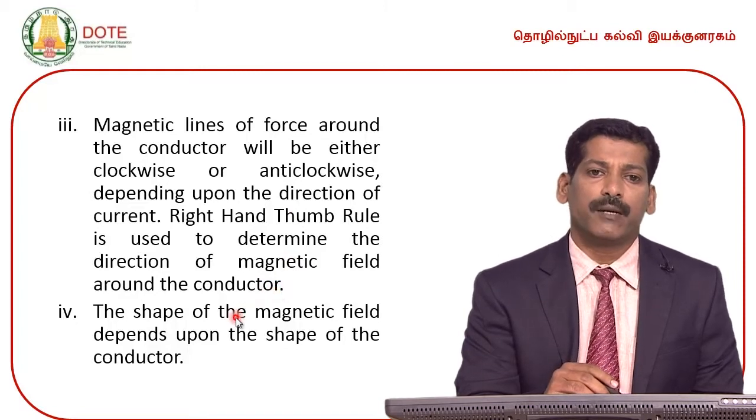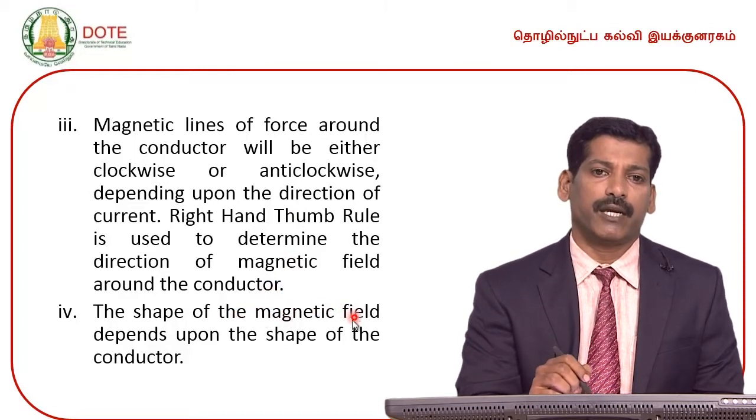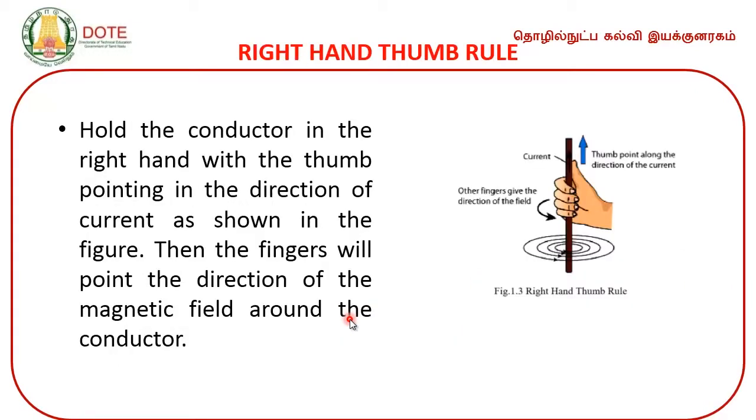Fourth point, the shape of the magnetic field thus obtained depends upon the shape of the conductor. Here is the illustration of right hand thumb rule. Hold the conductor in the right hand with the thumb pointing in the direction of the current as shown in the figure. Then the fingers will point the direction of the magnetic field around the conductor.